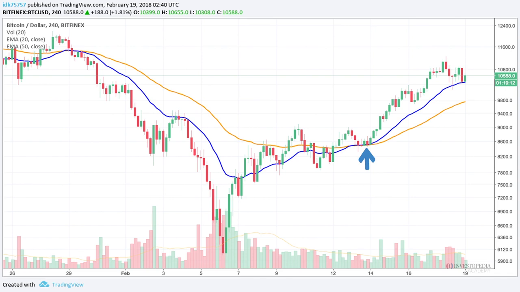Now the first chart we're looking at here is a chart of Bitcoin versus the dollar, and each candle represents 240 minutes or 4 hours of time. This is on the Bitfinex exchange. Now I've drawn two exponential moving averages already on this chart, the 20-day and the 50-day. The 50-day is in yellow and the 20-day is in blue. Now the key levels here are when the 20-day moving average crosses below or above the 50-day. So you've got a cross right here where the trend shifts, and this signifies a time that you should be selling whatever crypto asset you're looking at.